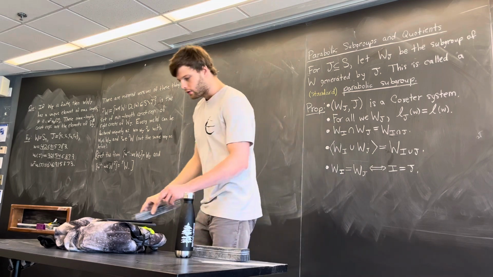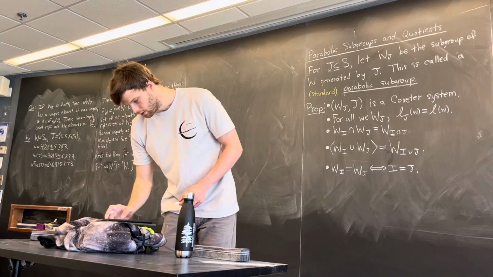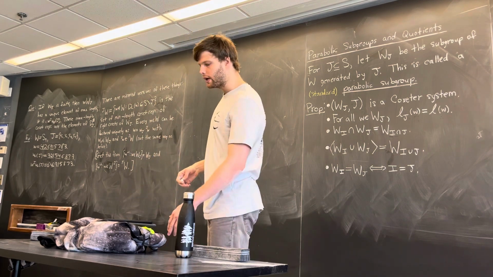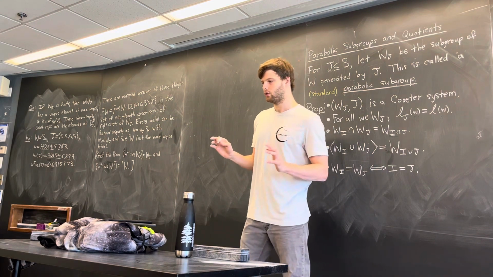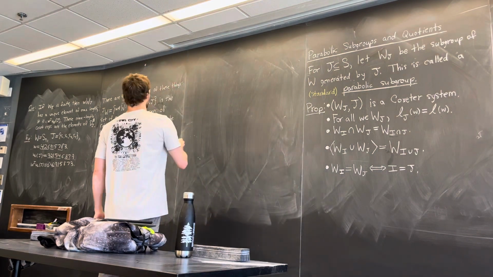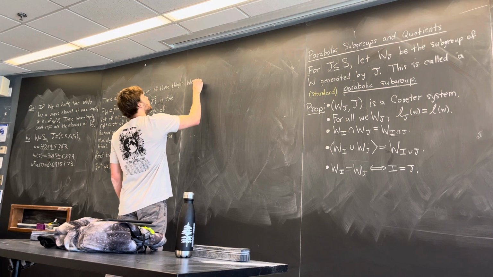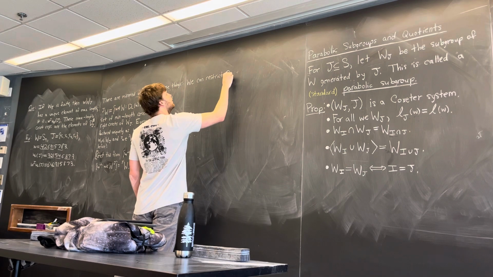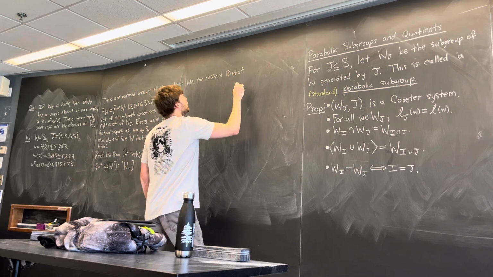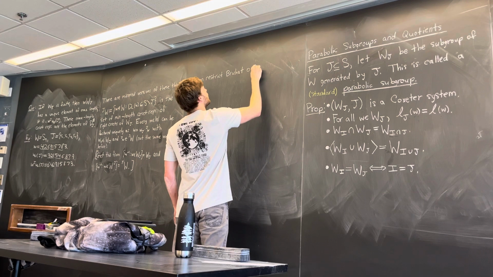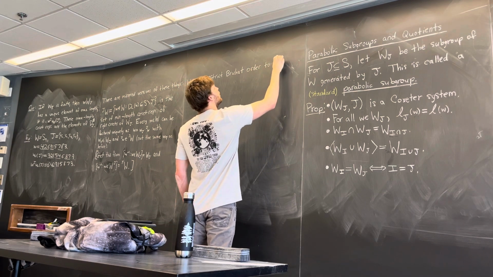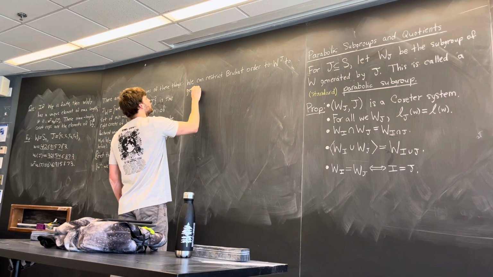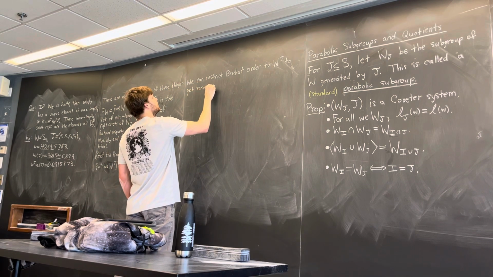Let's see, how much longer is chapter, is what I'm doing? Okay, not that much. So we can restrict the Bruhat order to this parabolic quotient to get some interesting coset.